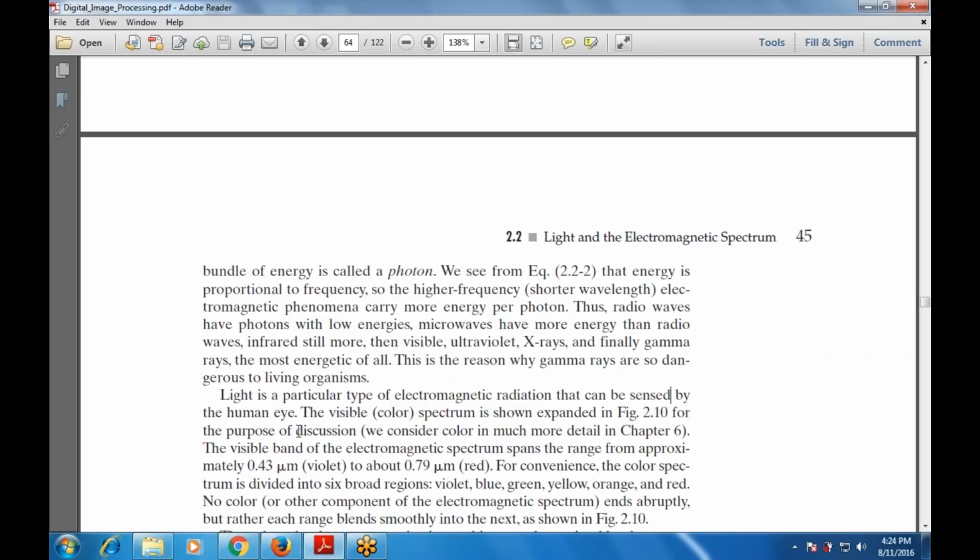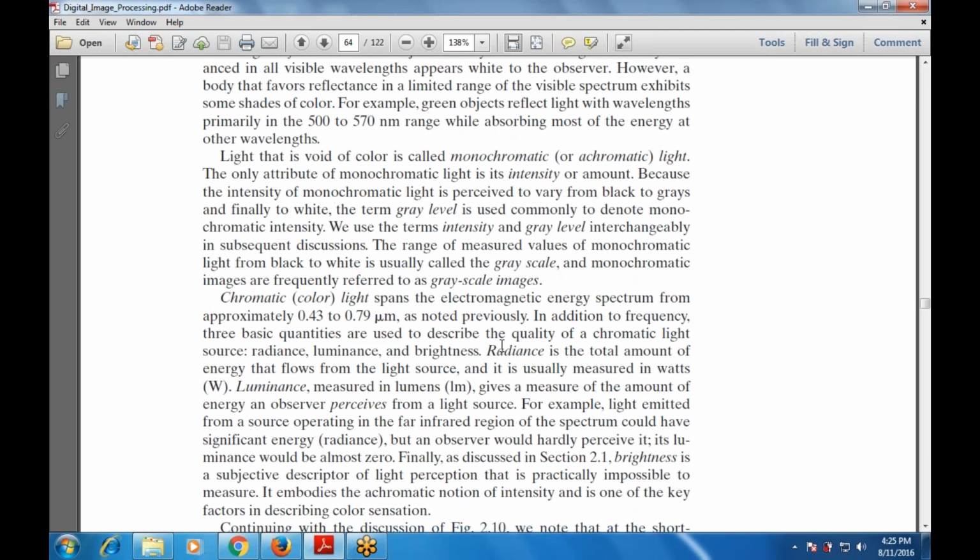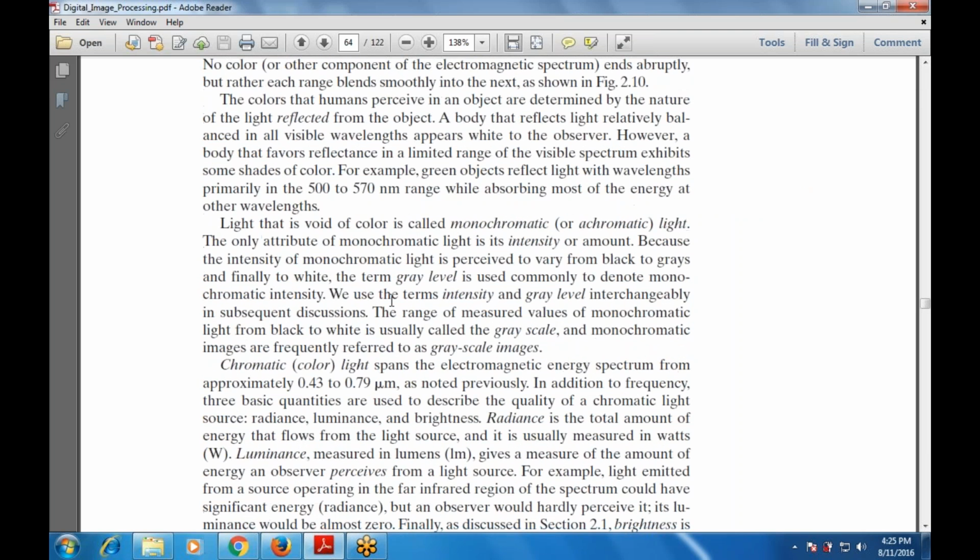When we talk about light, that is a particular type of electromagnetic radiation that is sensed by the human eye. The color spectrum is also expanded in figure 2.10 for the purpose of the discussion. There are multiple types of spectrum. One is monochromatic, that is achromatic light, whose attribute is intensity or amount. Then chromatic light spans the electromagnetic energy over this range.